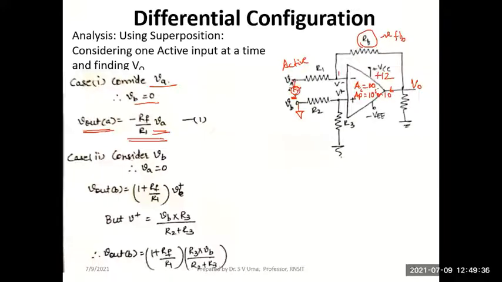Next you consider VA grounded and VB is active. So when this is active and this is grounded, what happens? The input is given at the non-inverting terminal through resistor R2. So now I have to determine what is the voltage which appears exactly at this terminal.